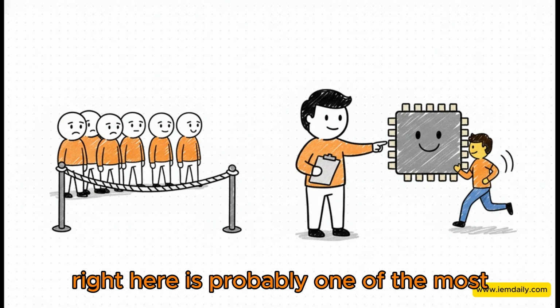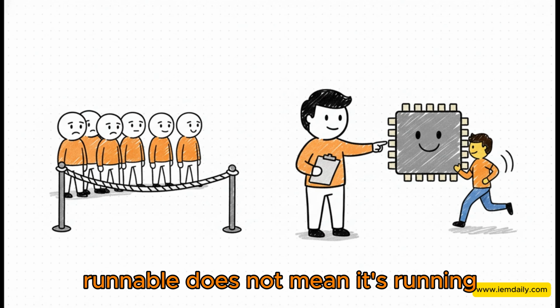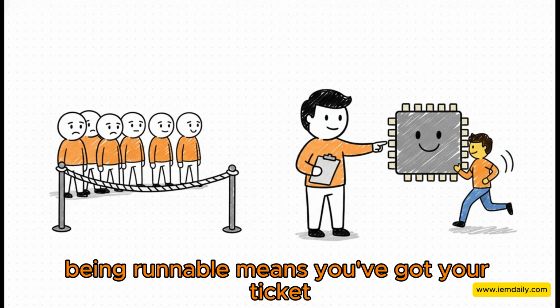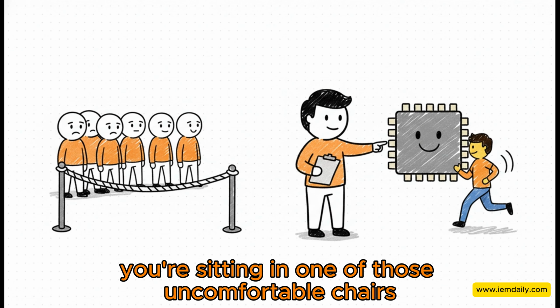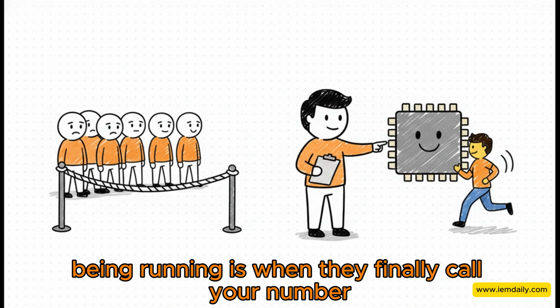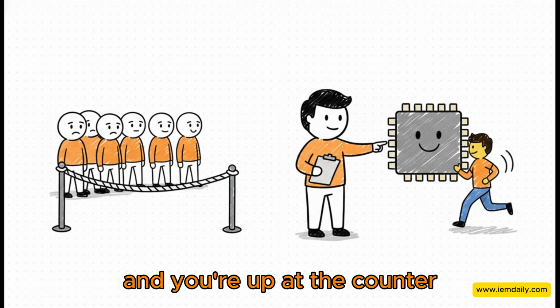Now, this right here is probably one of the most important distinctions to understand. Runnable does not mean running. I'm going to say that again. Runnable does not mean it's running. Think of it like being at the DMV. Being runnable means you've got your ticket and you're sitting in one of those uncomfortable chairs. You're ready, you're waiting. Being running is when they finally call your number and you're up at the counter actually getting your work done. The thread scheduler is the one calling the numbers.